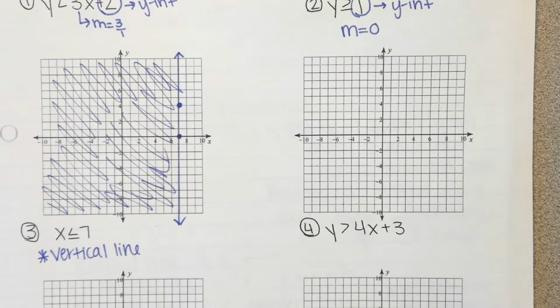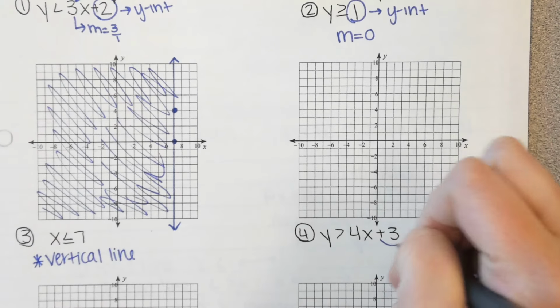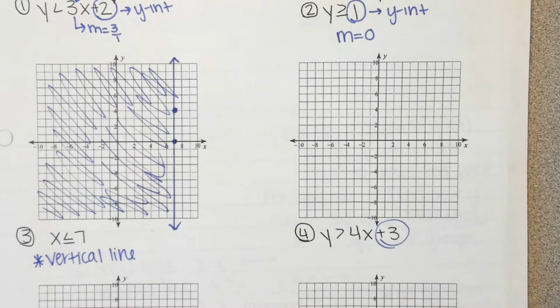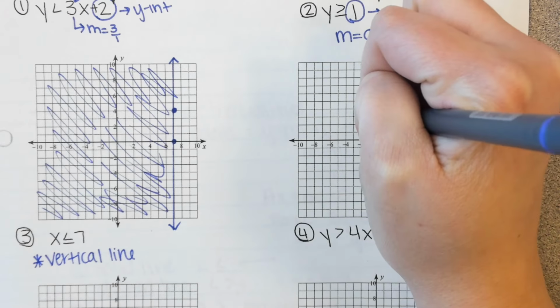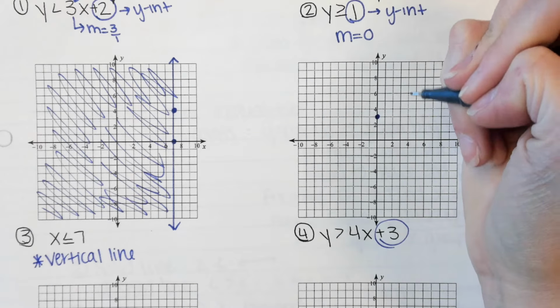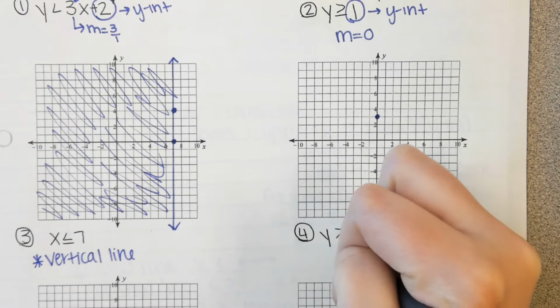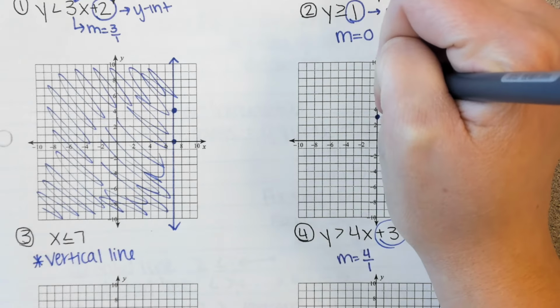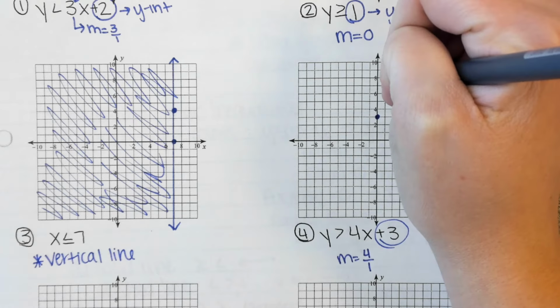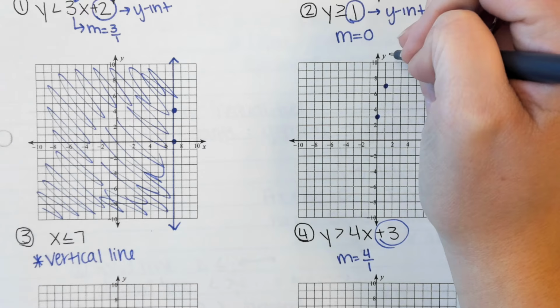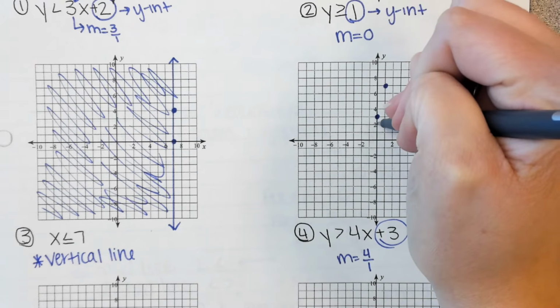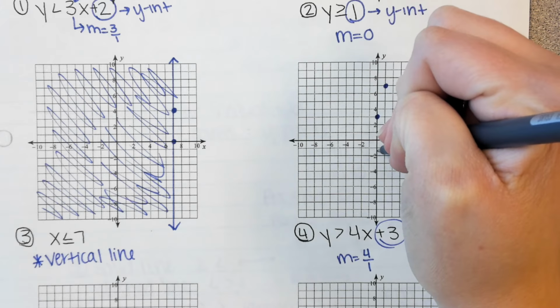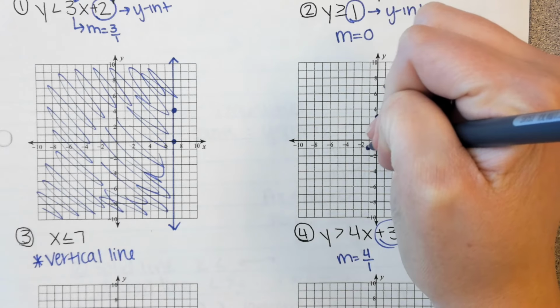Okay. Number 4, pick out your y-intercept, it is 3. So make a point at 3. My slope is 4 over 1. So I'm going to go up 4 and over 1. I'm going to do it again. Oh, I ran out of room. So let me go backwards. Let me go down 4 and over 1 the other way.